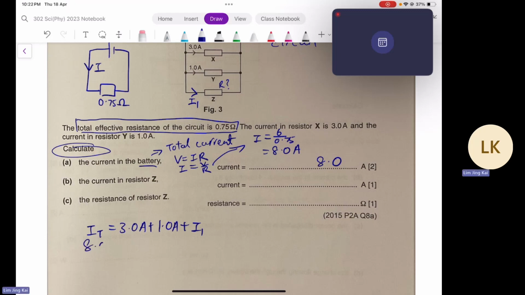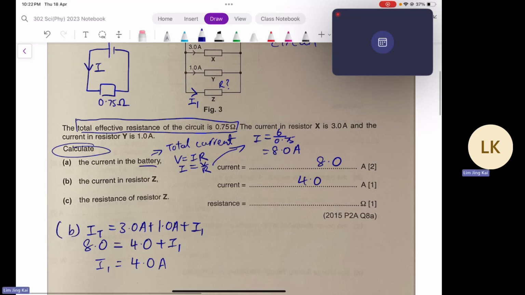From the previous answer, we know that the total current is 8 amperes. So let's work some of these things out. We get 4.0 amperes plus I1, which means my I1 is equal to 4.0 amperes. So that is my answer.